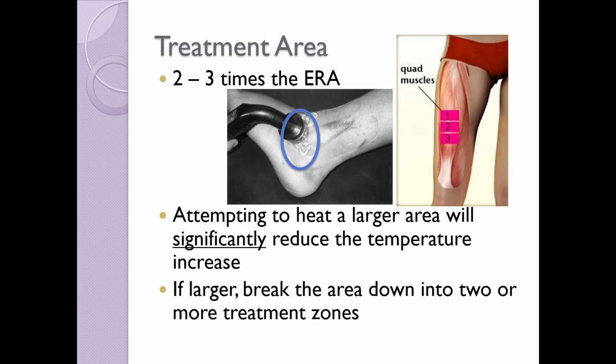If we need to treat a larger area, we may need to break down the area into 2 or more treatment zones and perform multiple treatments. We can see an example of this on the quadriceps muscle. There would actually need to be approximately 3 treatments to treat an area of this size.